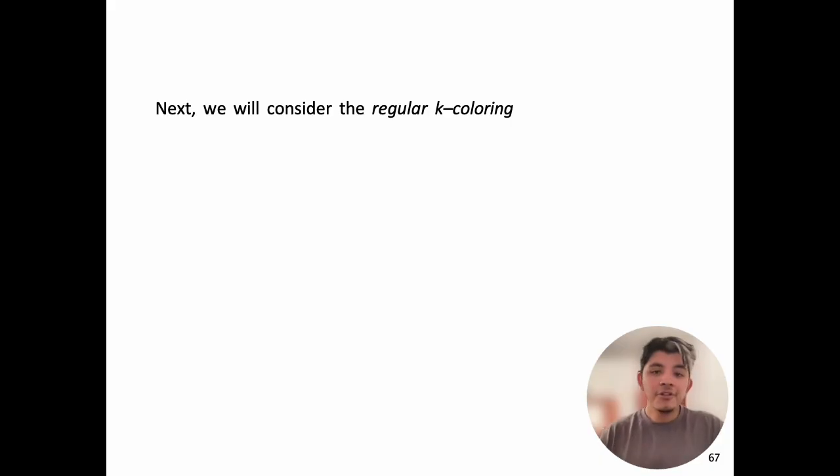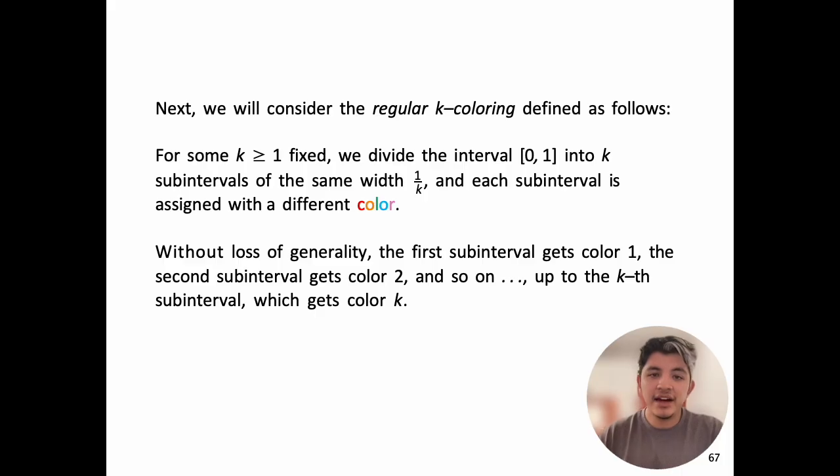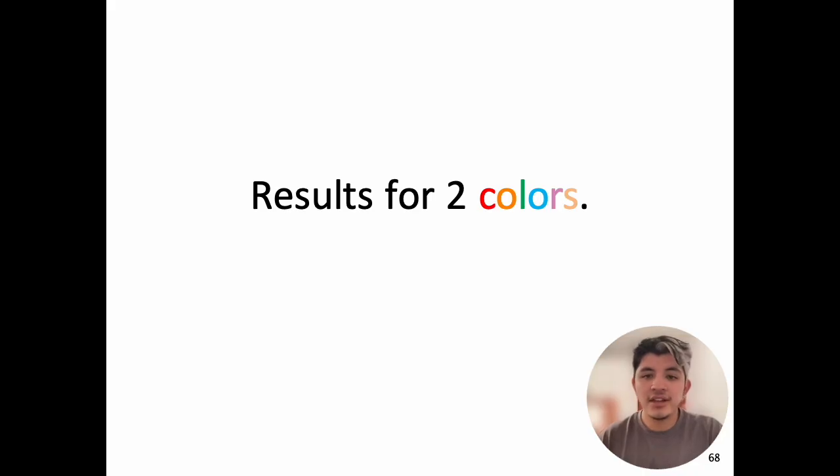Okay, now we are going to consider the regular k coloring, which is defined as follows. For some fixed integer k greater than or equal to 1, we are going to divide the interval [0, 1] into k subintervals of the same width, 1 over k. And each subinterval is assigned a different color. Okay? And now we are going to consider the colors as natural numbers. Without loss of generality, the first subinterval gets color 1, and the second subinterval gets color 2, and so on up to the kth subinterval, which gets the color k. With this definition, we are going to show the results for two colors, okay?